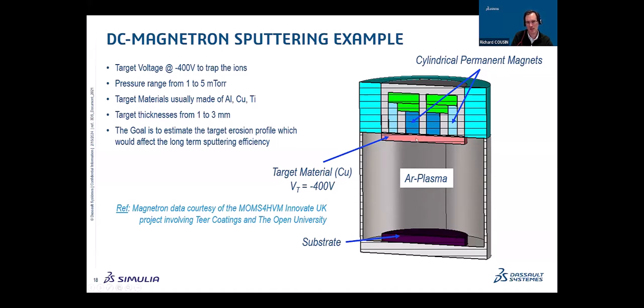When hitting the target, they will emit some atoms made of the material of the target, which in this case could be aluminum, copper, or titanium. Then these atoms will deposit everywhere and will participate in the deposition process. Here you see we have a target which is fed with a voltage of minus 400 volts, and the thickness of the target ranges from 1 to 3 millimeters.